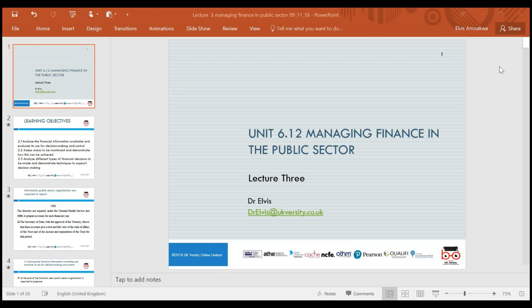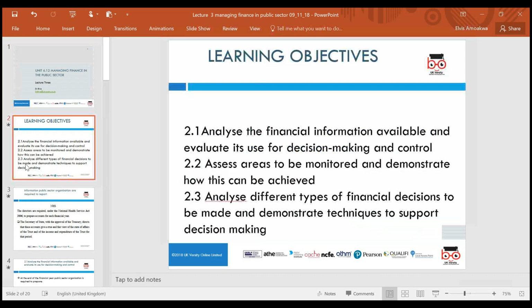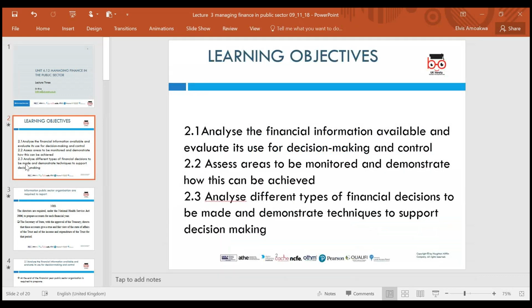And what we're going to look at today is to try and analyze the financial information available and evaluate its use for decision making and control. We will also try to assess areas to be monitored and demonstrate how this can be achieved, and then analyze different types of financial decisions to be made and demonstrate techniques to support that.